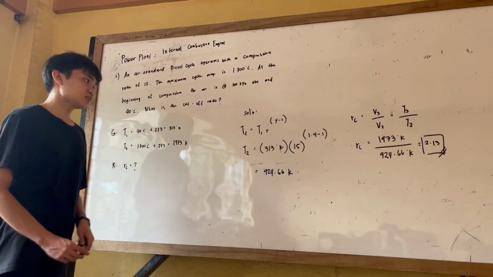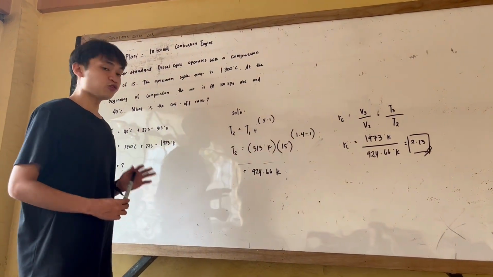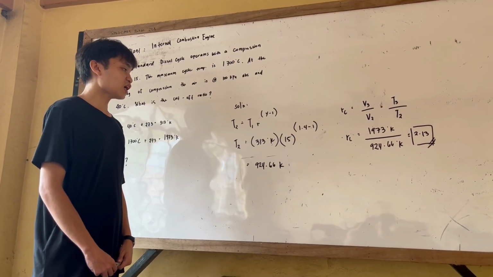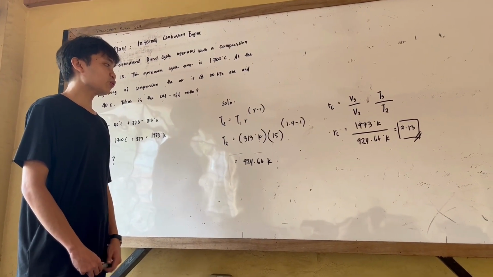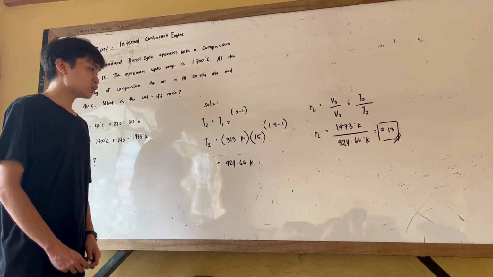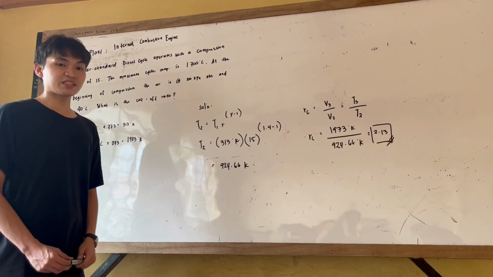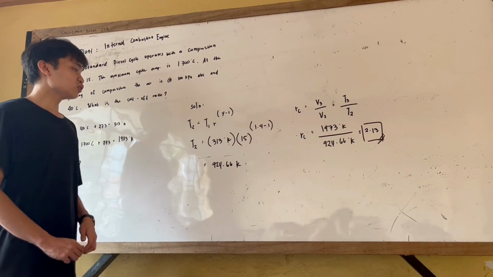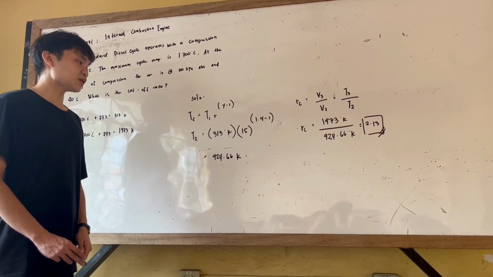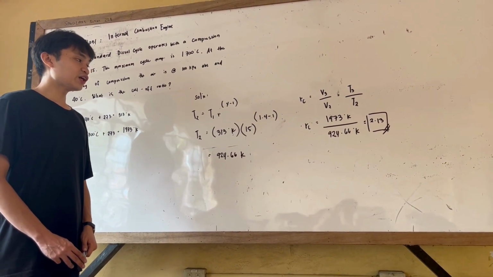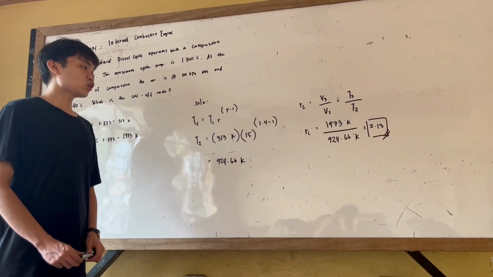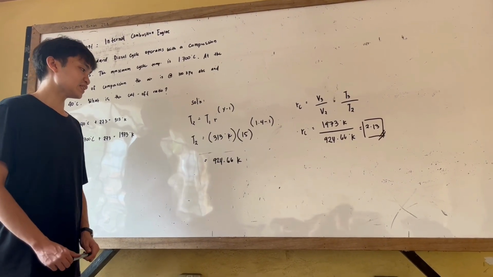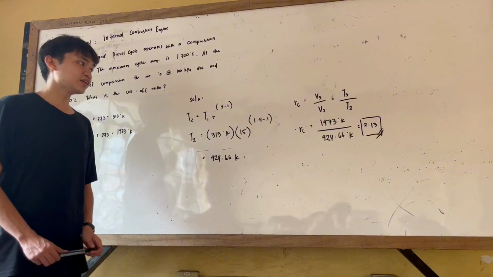So first, to get T2, we need to use this formula, which is T2 is equal to T1 times r to the power of k minus 1, wherein k is the constant of 1.4, which is used for air standard. So, plug in the values, T2 is equal to 313 Kelvin times 15 to the power of 1.4 minus 1, which is equivalent to 924.66 Kelvin.